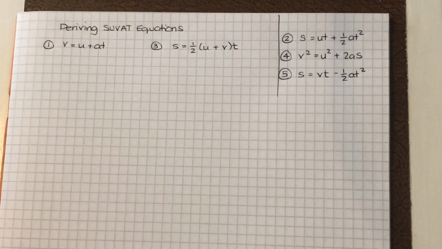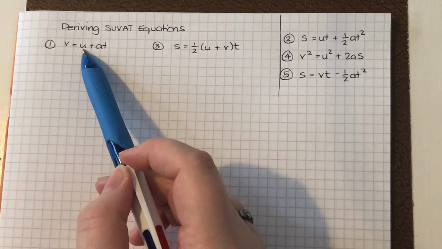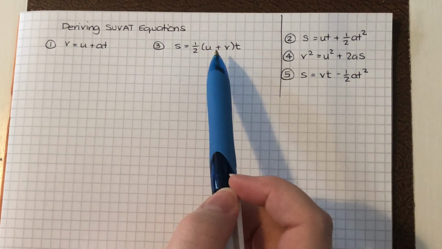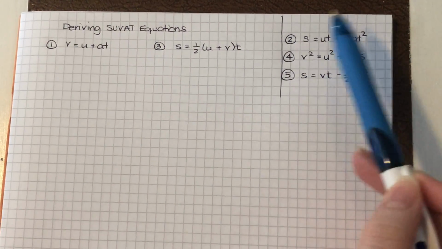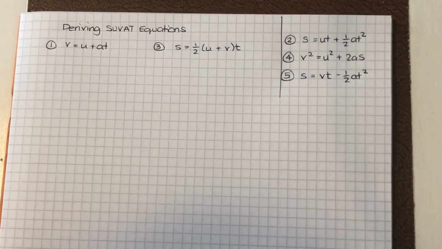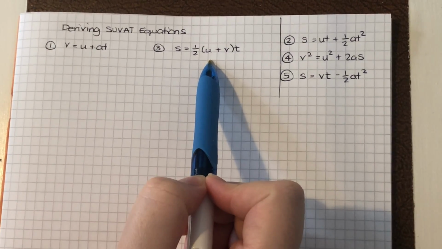So to derive the SUVAT equations, the first thing you need are these two ones here: v equals u plus at, and s equals a half bracket u plus v bracket t. I've written here the ones that we are going to be trying to derive. Now all you have to do for this is keep substituting the first one into this one here, okay?